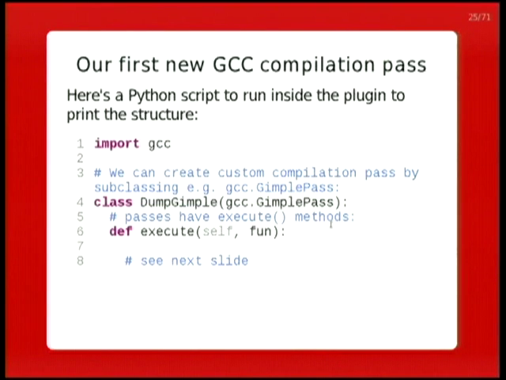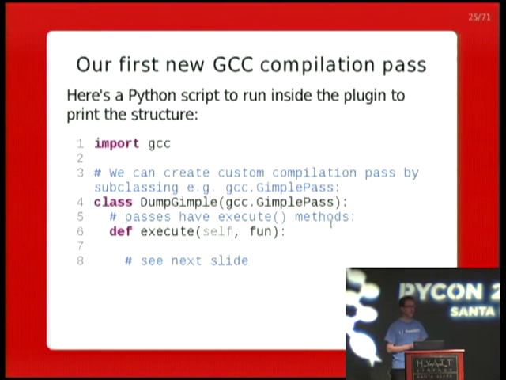So let's create a new compilation pass for GCC in Python. We import gcc, which is where all the API is. It's all objects and classes. So to create a new compilation pass, you subclass, in this case, gcc.GimplePass, because it's operating on the GIMPLE representation.